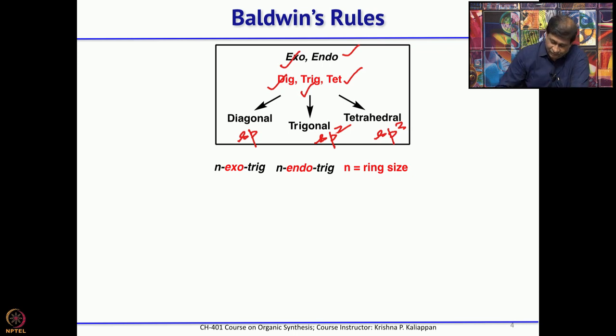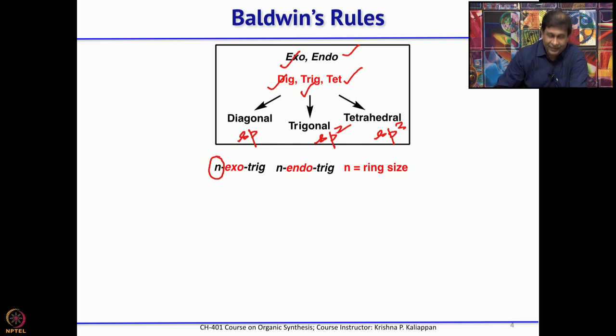So what does that number mean? That number means, when you do the cyclisation, what is the ring size? The size of the ring is represented by n. Suppose you are forming a 5-membered ring, then you write 5. If you are forming a 6-membered ring, then you write 6. If you are forming a 3-membered ring, then you write 3. So the n represents the size of the ring formed after the cyclisation.